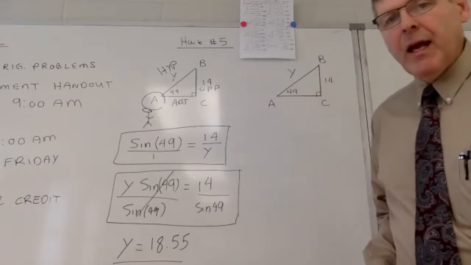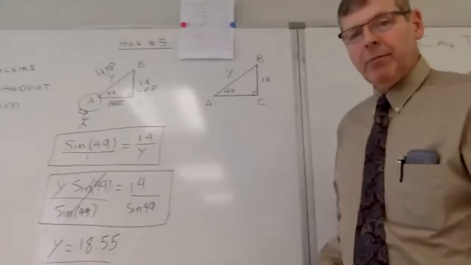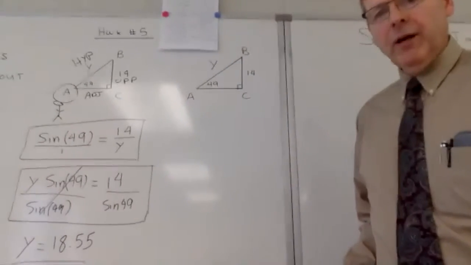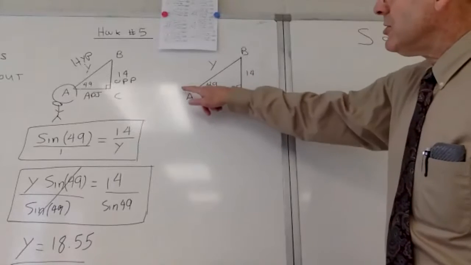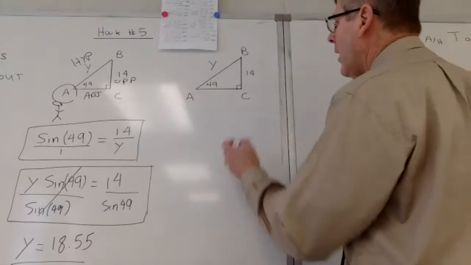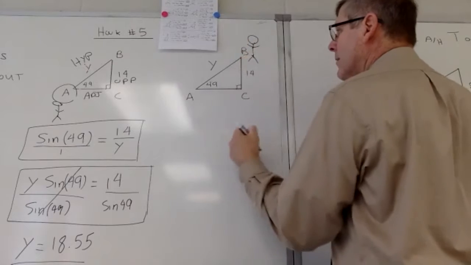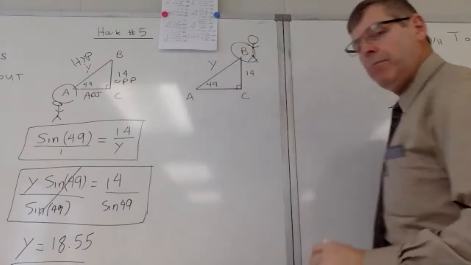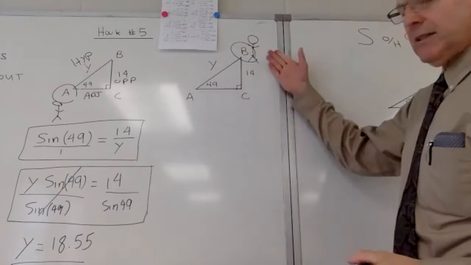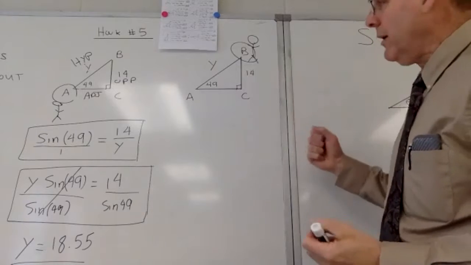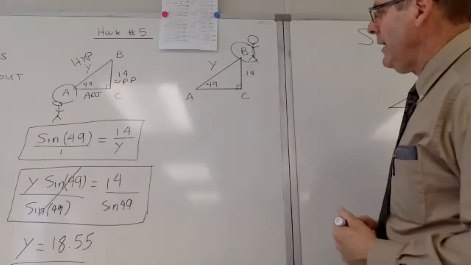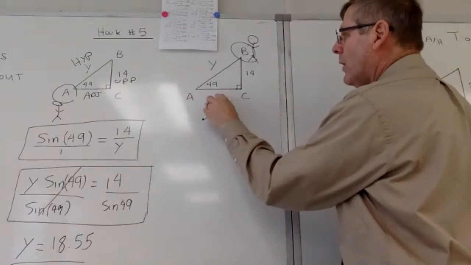All right, good. Now, let's look at that same example over here. And instead of standing here, let's say I chose to stand here. Okay, I want to stand at B. That's not a problem. It's just a reference point. Okay, so if I'm standing at B, now AC is what side?